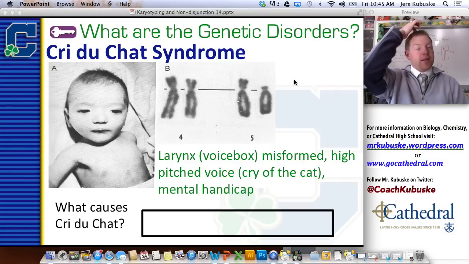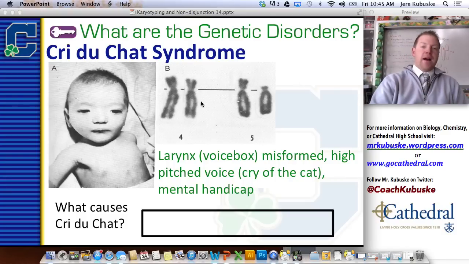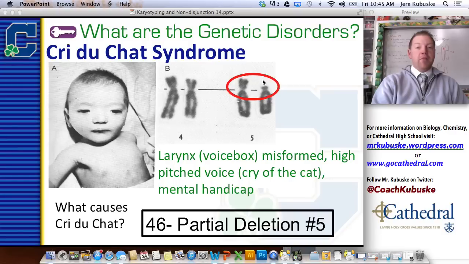which means cry of the cat. It's actually French for cry of the cat. And I'm only showing you chromosomes 4 and 5 here. So what's the problem? And someone might say, oh, well, there's an extra piece on this one. Well, actually, that's not true, because if you look, 4 and 5 should look similar. So the problem is that I'm missing a piece here. We call that partial deletion.